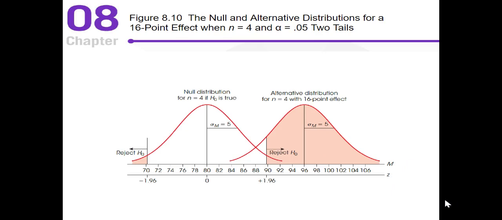And then in 8.10, we've got the null and alternative distributions for a 16-point effect when we've got a sample of 4 and a standard deviation, when our alpha is 0.05 for two tails, compared to 8.6, which had a 16-point effect and 89.25% probability, which is much larger than the 8-point effect, with the power being 35%.